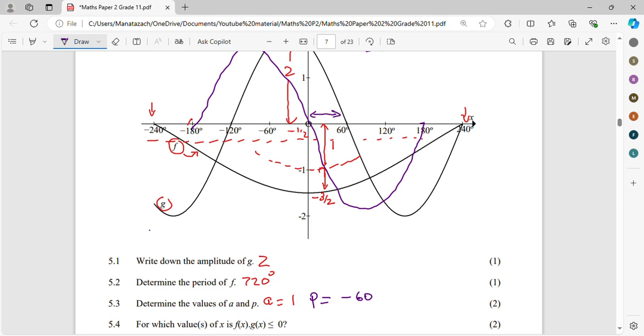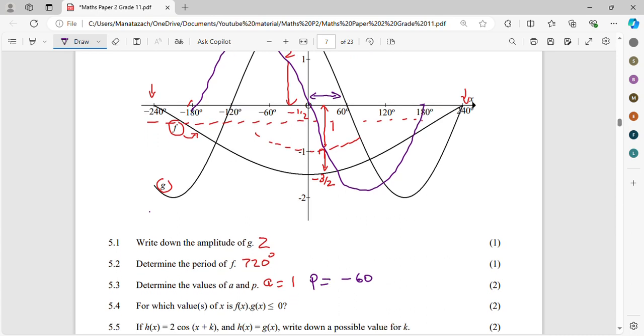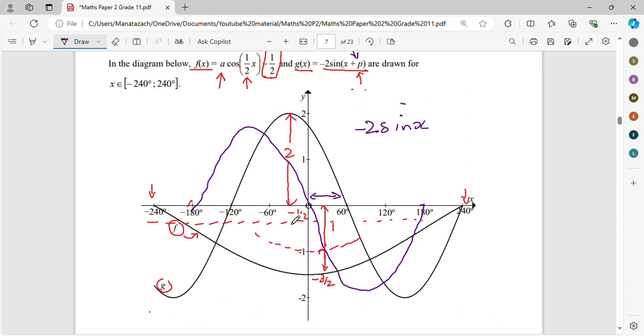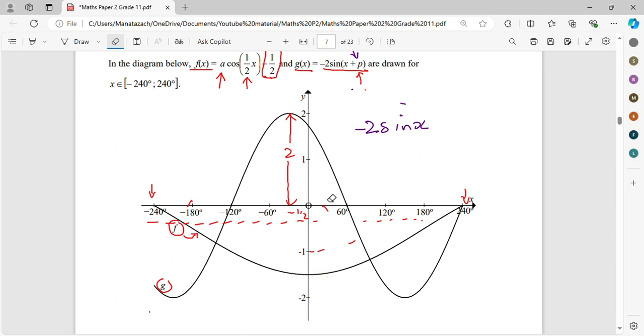Now let's go to question 4. Question 4 says, for which values of x is f of x times g of x less than or equal to 0? So less than or equal to is key. So now let's have a look at the graph. It's kind of crowded. Let me just relieve the pressure here. I think, yeah, that it should do. It should do like this.